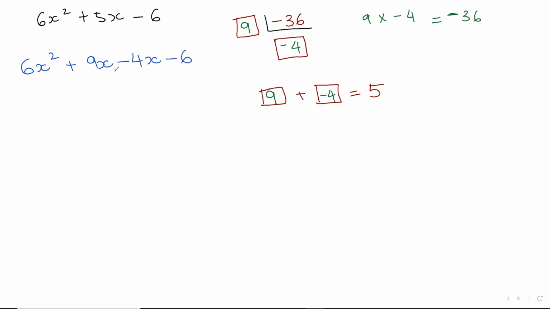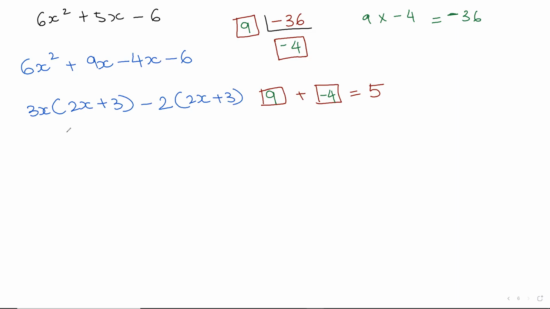Okay, so this is what we get. Now, what do we take common over here? Who's going to tell me what we take common over here? 3x. Then what do we have left? 2x plus 3. Very good. Then minus 2 we take. We'll take minus 2 as common. Then what do we have left? 2x plus 3.